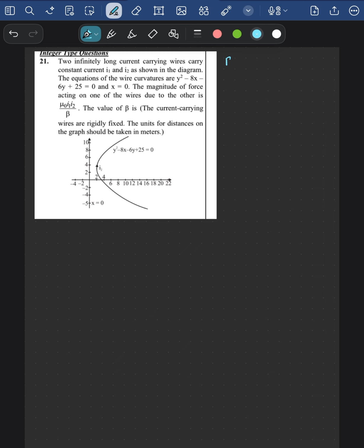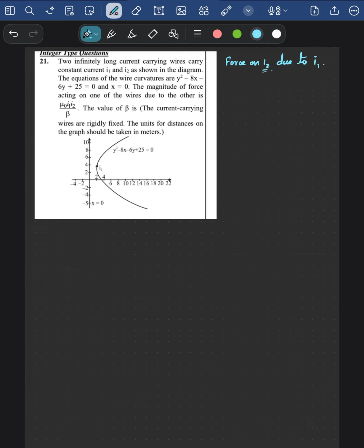But ideally, we will try to calculate what's the force acting on I2 due to I1. We'll calculate the force acting on this parabolic current carrying wire due to the straight current carrying wire. And we need distances and all that sort of thing. So that will be easier if we first analyze what the equation of the parabola is.